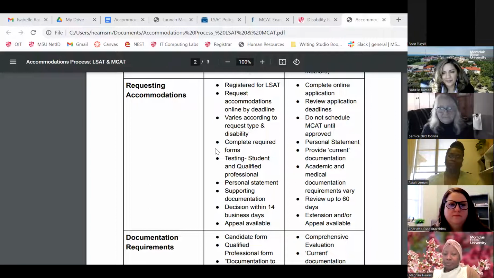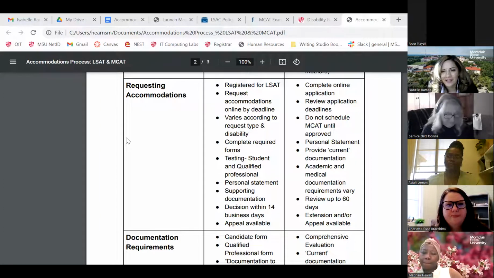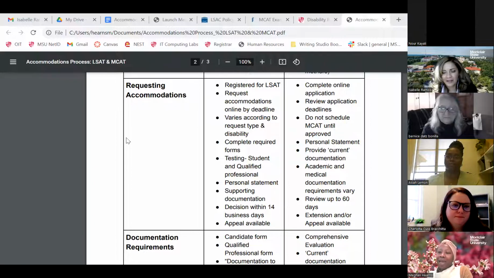The accommodation portion of it. And beverages are allowed, you said, or is it just for the LSAT? Beverages with the LSAT are allowed. The MCAT is much more specific. They may allow you a small bottle of water, but that is typically something that needs to be approved.